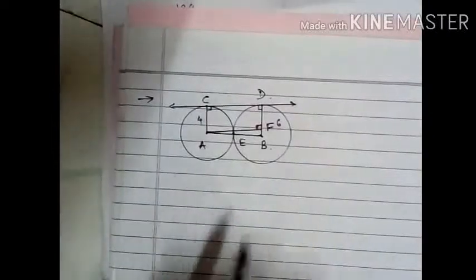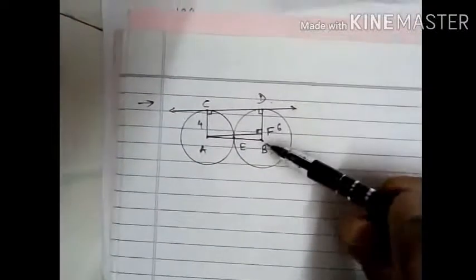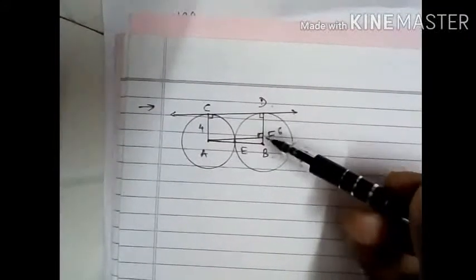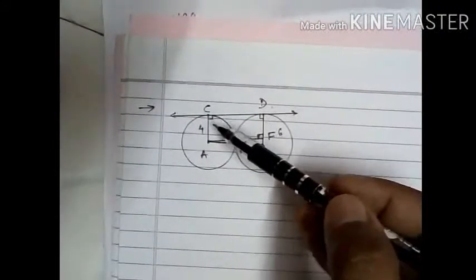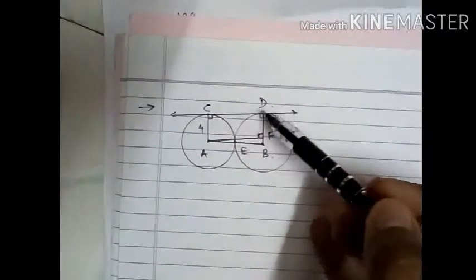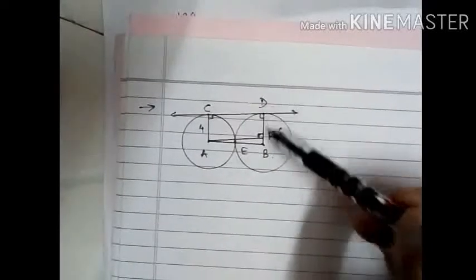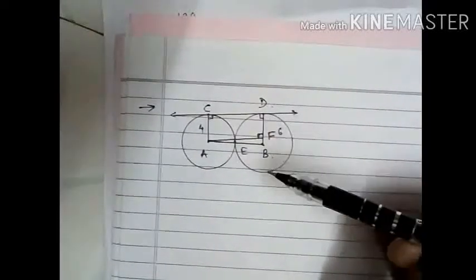Now first draw radius AC and radius BD. We also know that the tangent is perpendicular to the radius, that is angle DCA is equal to 90 degrees. Similarly, angle CDB is also equal to 90 degrees.